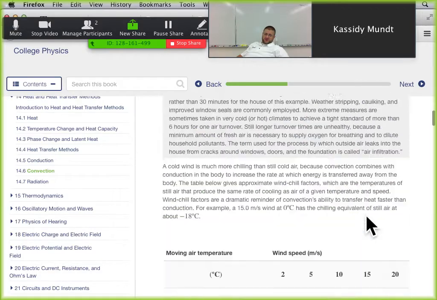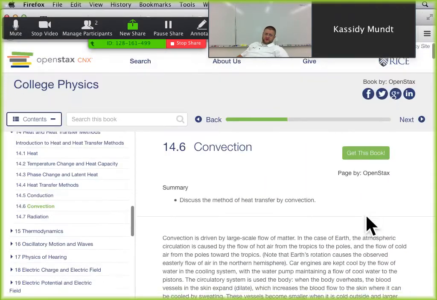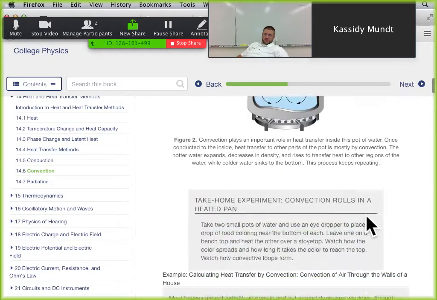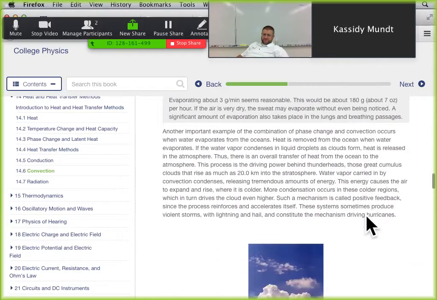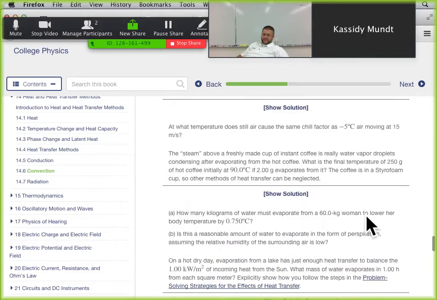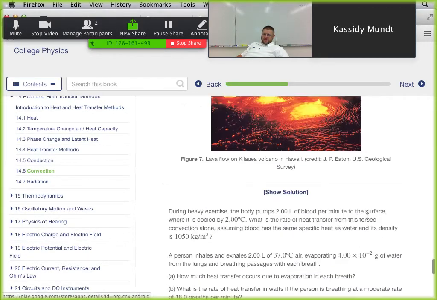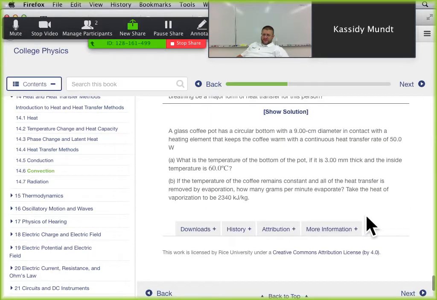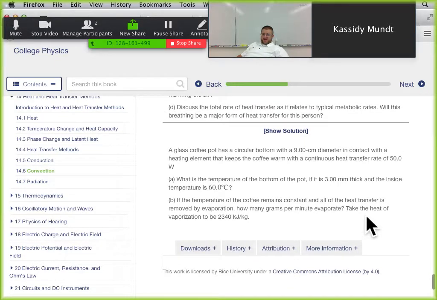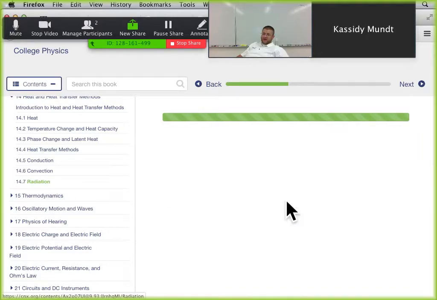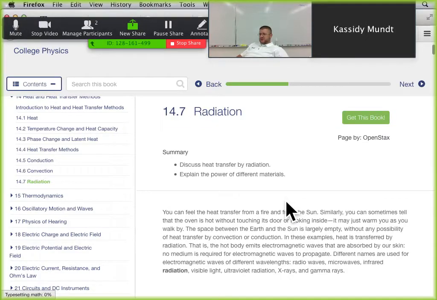What do we do in 14.6? Looks like we're heating a cauldron, or coffee pot. The coffee pot problem. And there should be videos for these. I'm not sure if I got them for all of them, but I think I did. A glass coffee pot with a circular bottom. What did you mean there should be videos for these? Oh, the recorded videos for the lectures. Okay, gotcha.